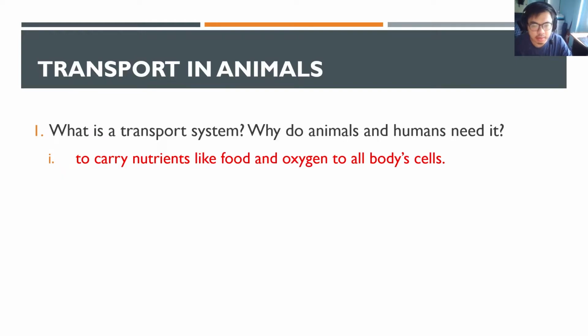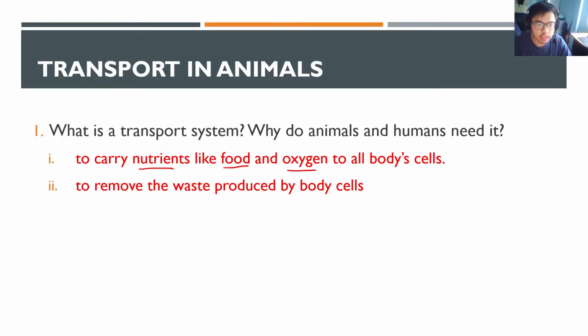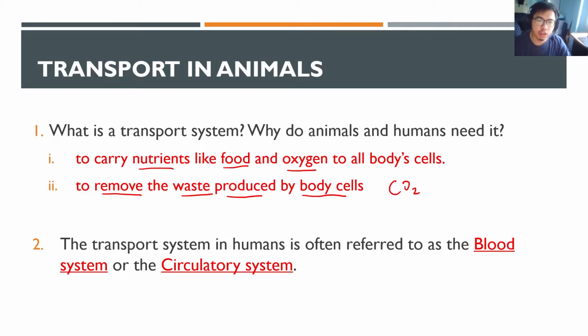Humans and animals need a transportation system in their body to carry nutrients like food and oxygen all over the body, and also to carry and remove the waste products made by the body cells. In this case, this is usually carbon dioxide. There are others, but carbon dioxide is one of them. The transport system in humans in particular is referred to as the blood system or the circulatory system. The blood carries all these substances, nutrients, and waste products all over the body.